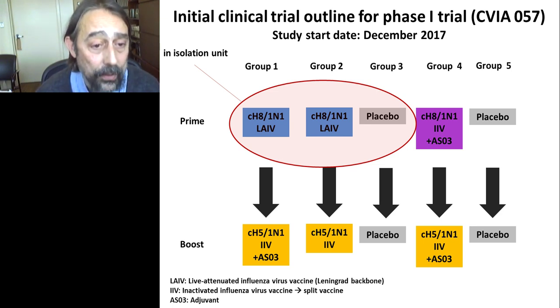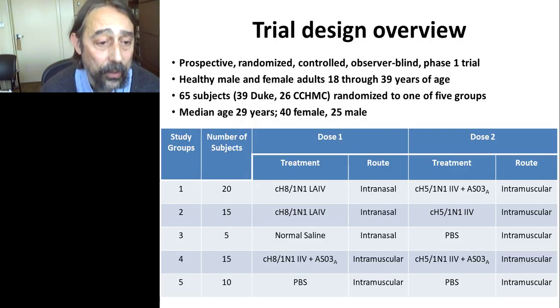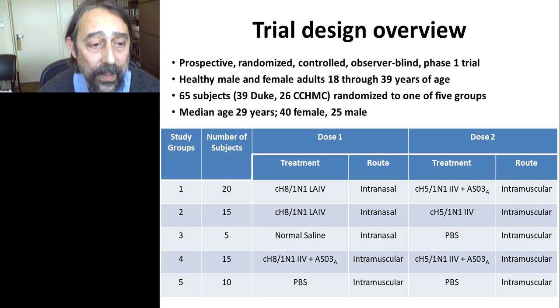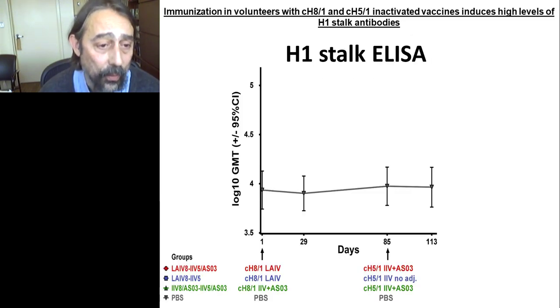And now, the trial design overview is here. It was a prospective randomized controlled phase 1 trial in healthy male and female adults, 18 to 39 years of age, 69 subjects, 39 done at Duke and 26 at Cincinnati Hospital, randomized to one of 5 groups, median age 29 years, 40 female, 25 male. We didn't see any adverse events, and what we were able to do now is look at levels of antibodies against the stalk.